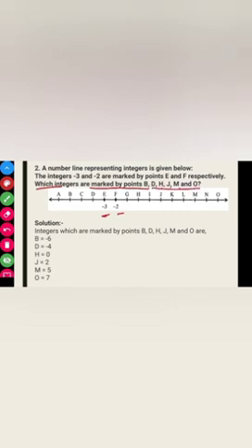You know, when you move to the left of minus 3, then you will get minus 4. Here it is minus 5, here minus 6, and here minus 7. So it is asked for B and D. B is represented by integer minus 6 and D is represented by minus 4. Understand? Similarly, now when you move to the right of minus 2, this will be minus 1.